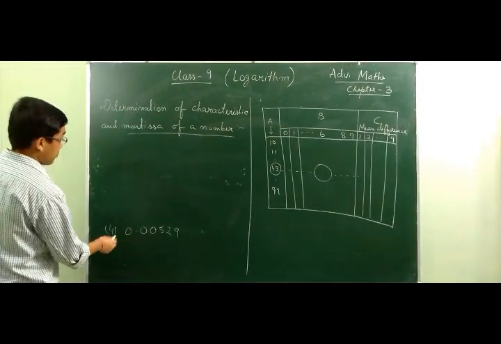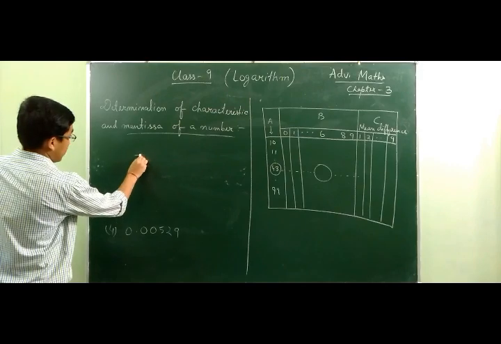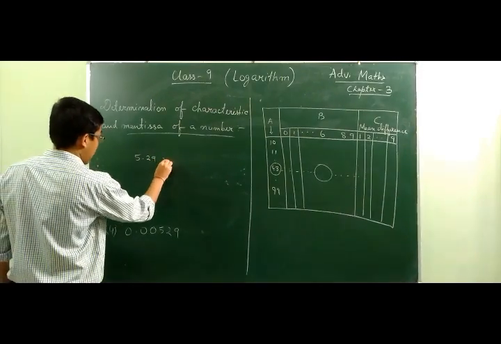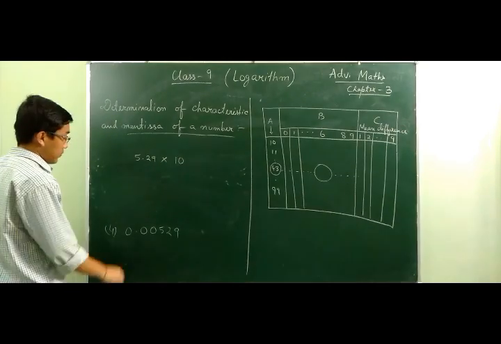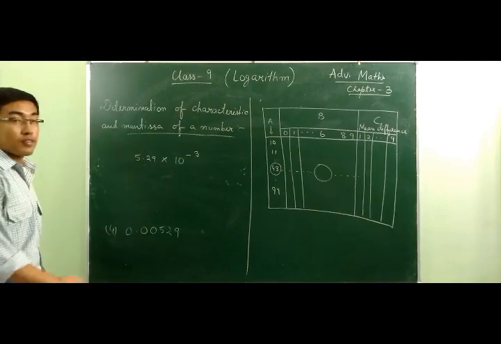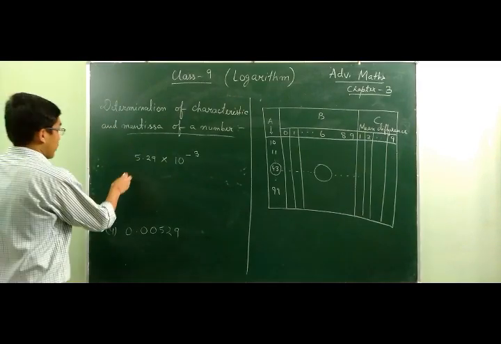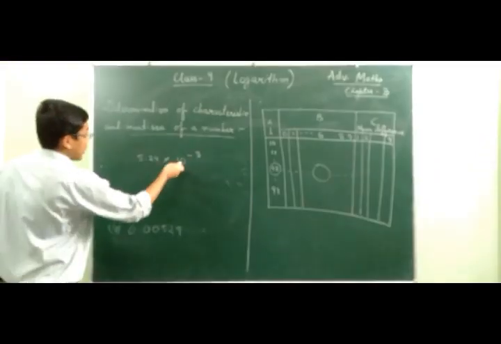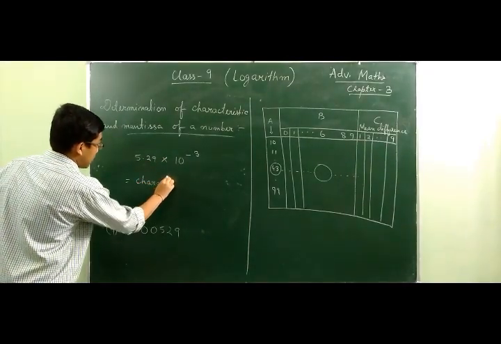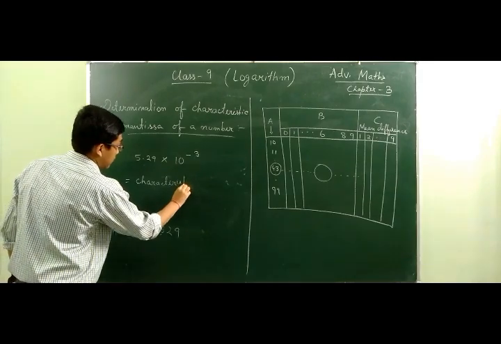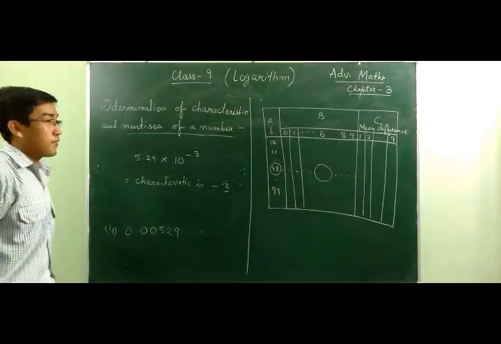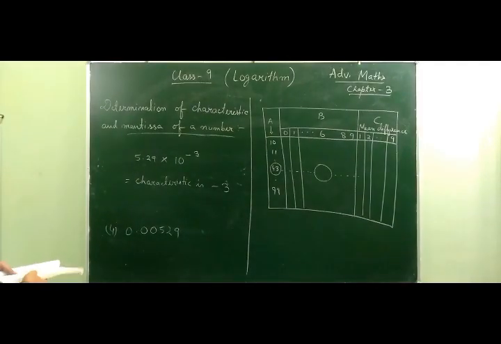So this number I can write as 5.29 into 10 to the power minus 3. So if I apply log here, I will get the characteristic is minus 3.